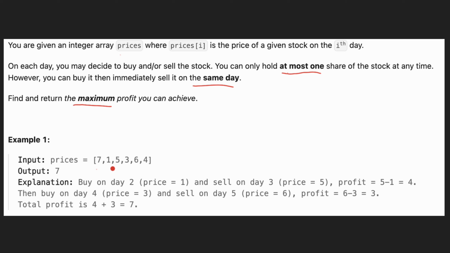In this example, we have 5. If we buy on the second day and sell on the third day, then our profit is 3. If we buy here and sell here, our profit is 4. So our total profit is 7, which is the maximum.